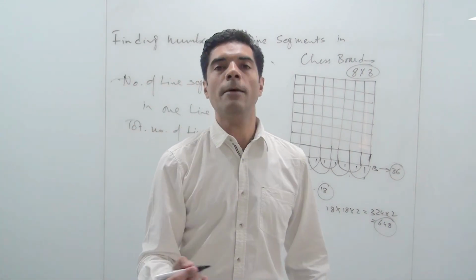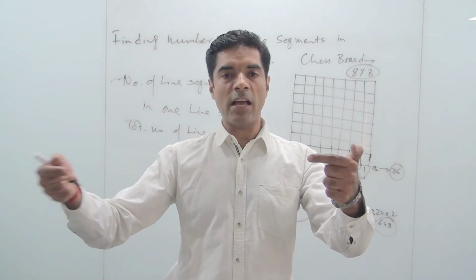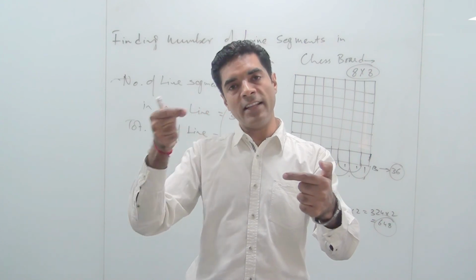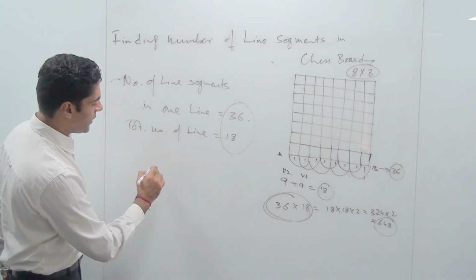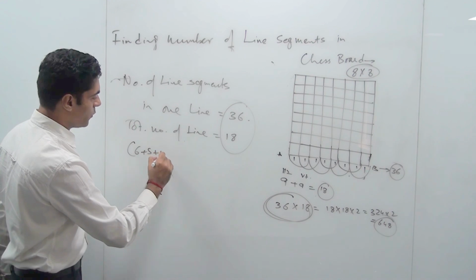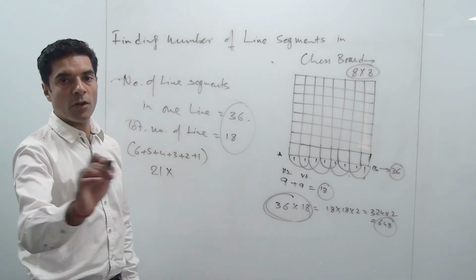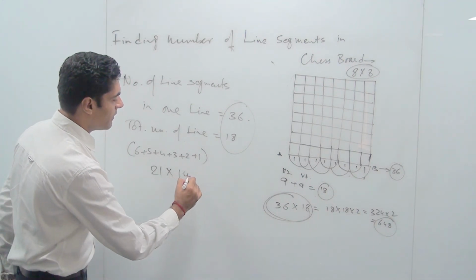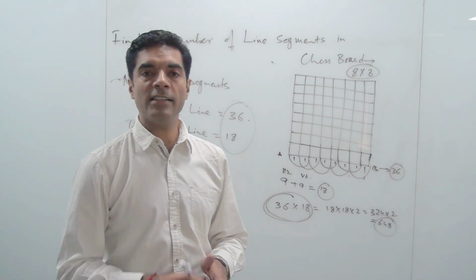If my grid would have been a 6 by 6 grid, in one line which is getting divided into 6 parts, I would have had line segments of 1 unit as 6, 2 units as 5, and then 4, 3, 2, 1. So the number of line segments in one line would have been equal to 21, which is 6 plus 5 plus 4 plus 3 plus 2 plus 1. And in a 6 by 6 grid, the number of horizontal lines would have been 7, and the number of vertical lines would have been 7 again. So 21 into 14 would have been the total number of line segments in that 6 by 6 grid.